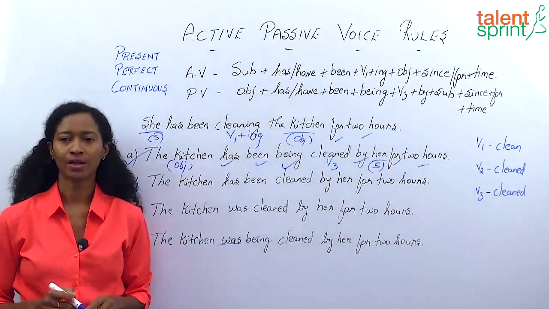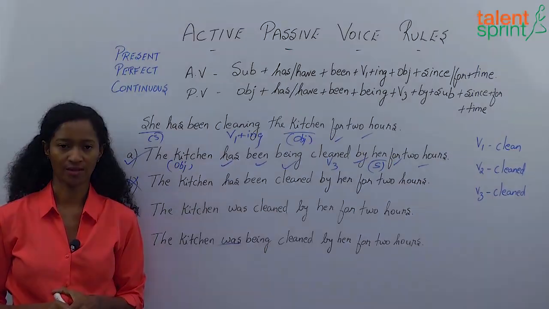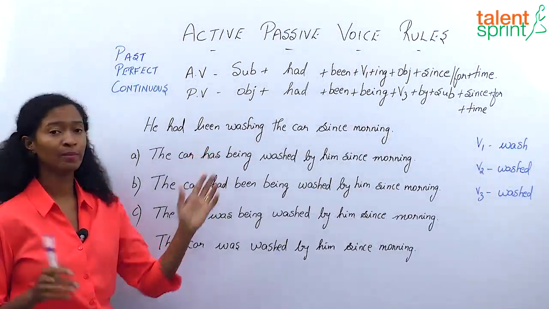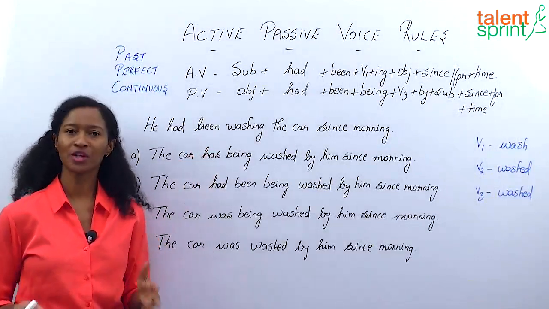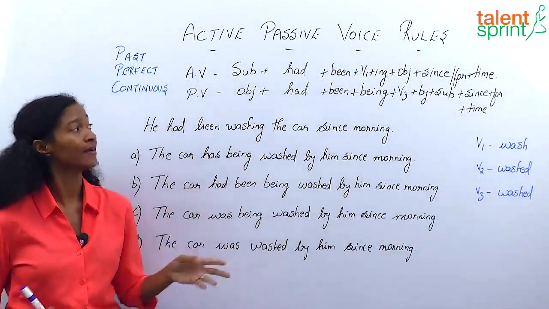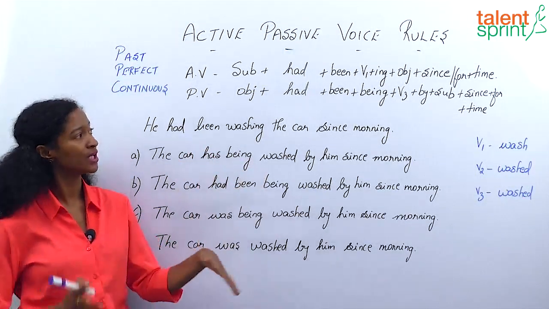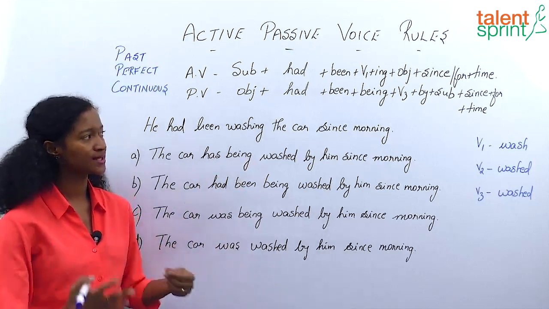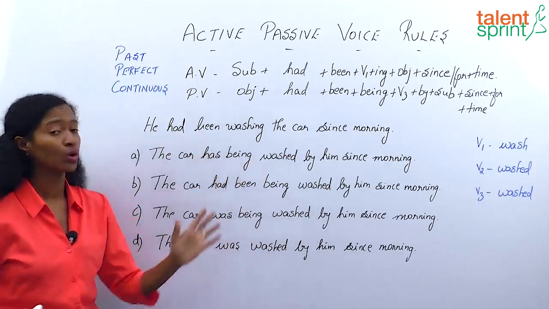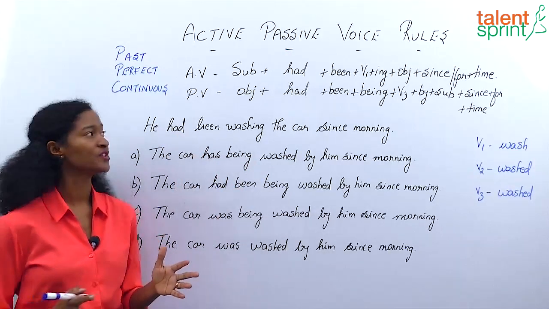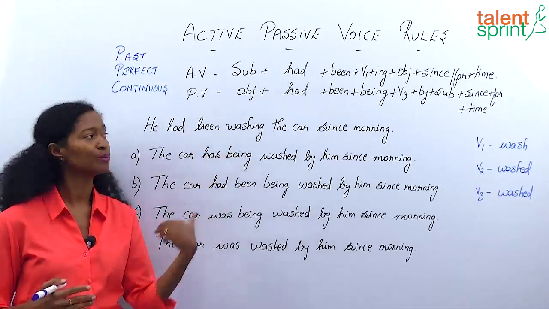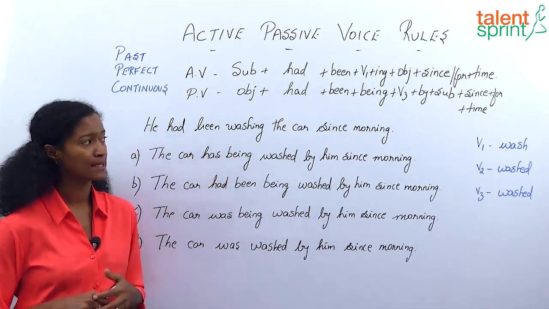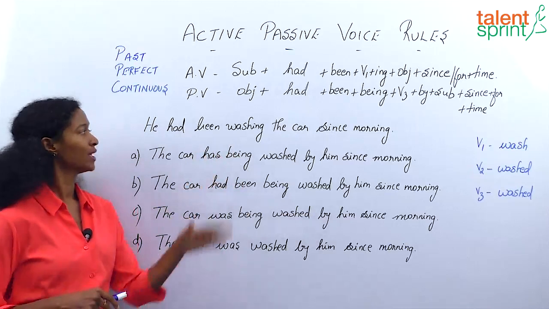Right? So that would be the answer for this question. Let's move on to past perfect continuous tense. Let's look at the active voice form. Subject plus had, right? For present it was just has or have, for past it's had, and the rest of it remains the same. Been, verb 1 plus ing, the ing form of it, object, since, for, and time reference. Passive voice construction, object plus had plus been plus being plus verb 3, and then you have by, subject, since, for, or time.